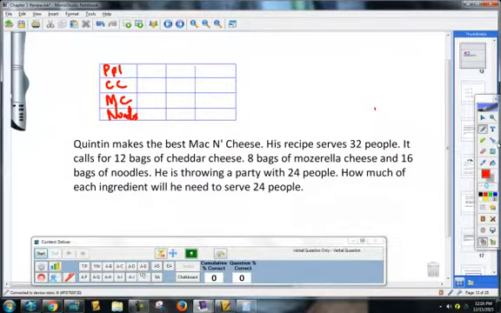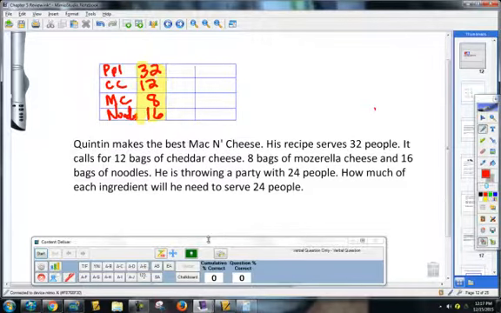Now, the fake ratio, just like we learned with the previous question, any question like that, there's a fake part. Isn't this the fake part, guys? Isn't the fake part just what we know? So in this case, it's how much of each ingredient would you use for 32 people? So we know that he needs 12 bags of cheddar cheese, 8 bags of mozzarella, and 16 bags of noodles.